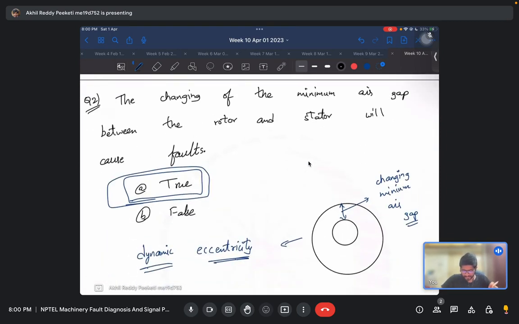If the minimum air gap between the rotor and stator keeps changing, then it would actually lead to increased vibrations, which can cause faults. So the answer is true. The changing of the minimum air gap between the rotor and stator will cause faults. True. And the fault due to this changing minimum air gap is called the dynamic eccentricity.